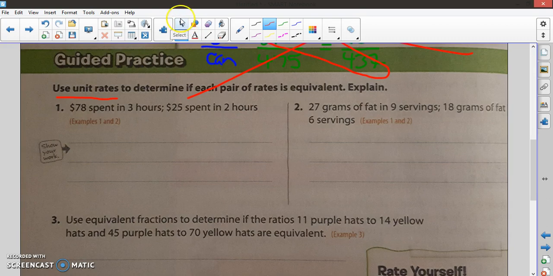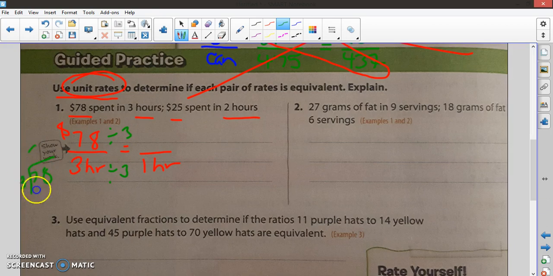Alright, so let's start with number 1. If you're watching this video, you already finished your work and you're checking. Here we're comparing money to hours, so we're going to use unit rates. $78 over 3 hours. We're going to find for 1 hour, so I'm going to divide by 3. So 78 divided by 3 is 26.